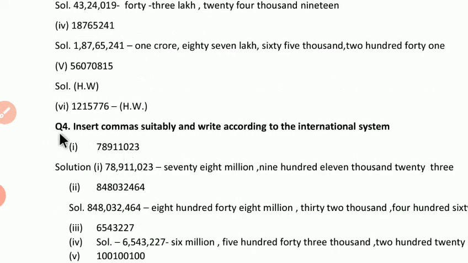Then next question number 4. Insert commas suitably and write according to the international system. Here we have to place the commas according to the international system, and we know that in the international system we are placing the commas after every 3 digits from the right. So 789111023, 789111023. So we are placing the commas after every 3 digits from the right, or from the back.